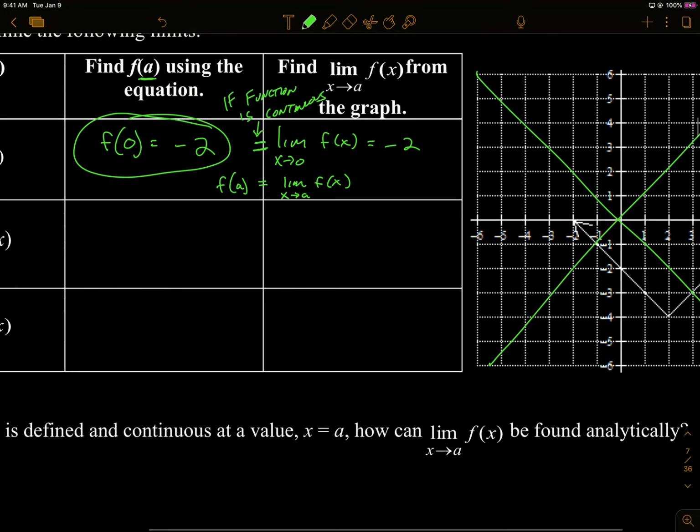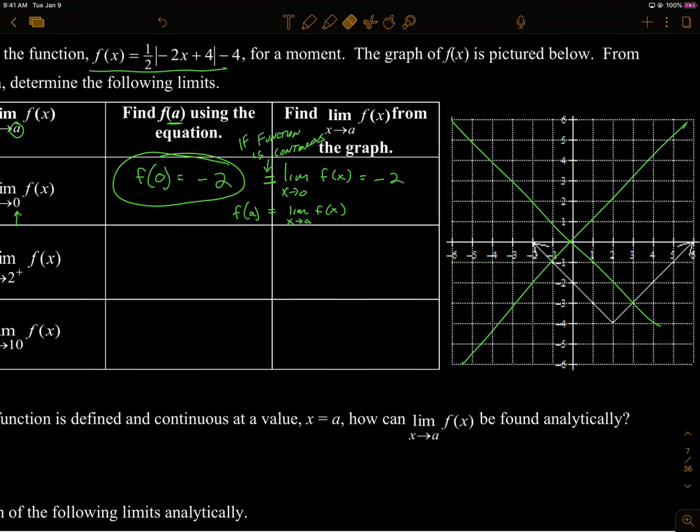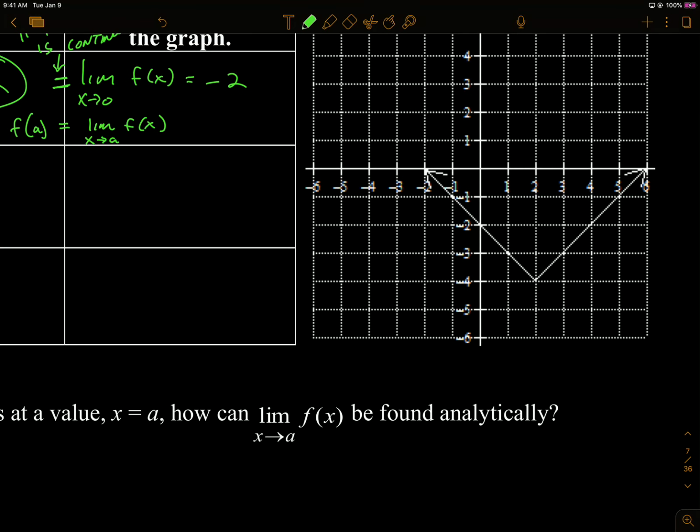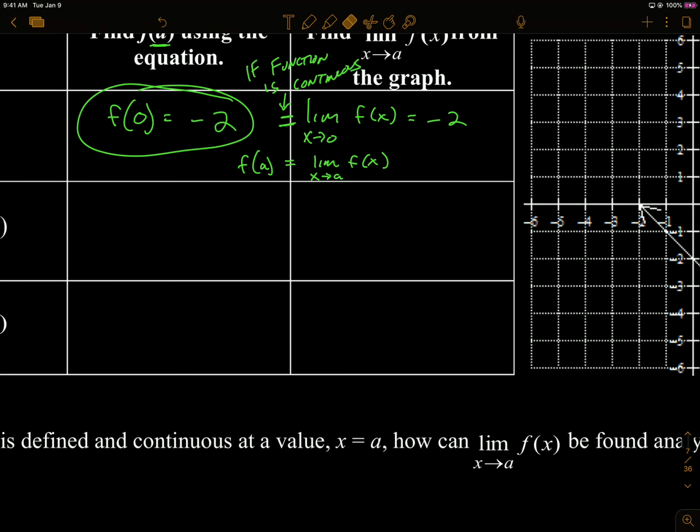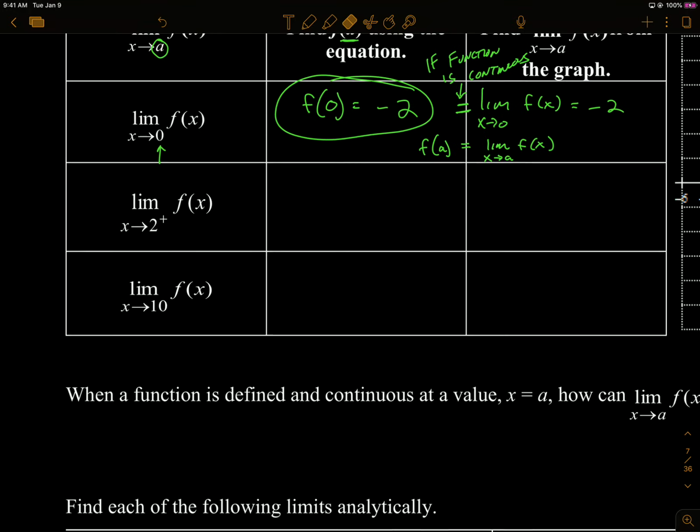But if the function is continuous, which, look at this function, it is, right? I can trace it without picking up my pen anywhere. So I'm going to be able to just use f of c as my limit. So that's kind of the big idea here. So now let's look at this next one.